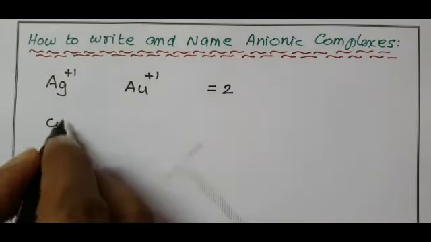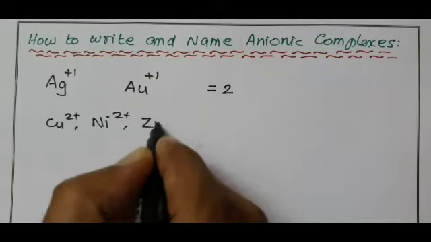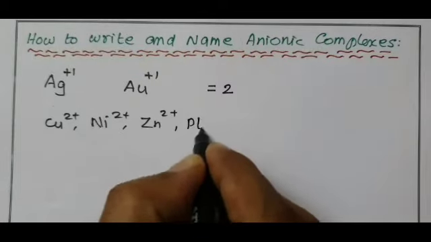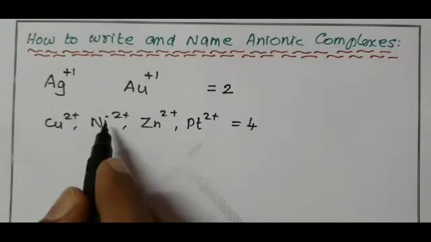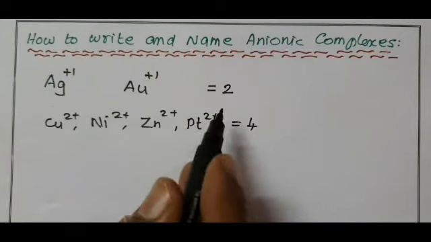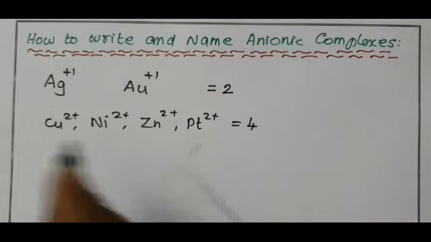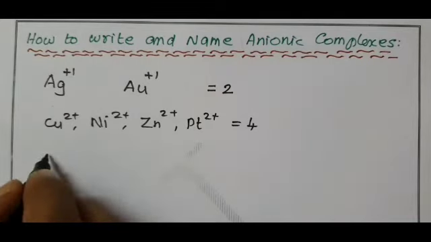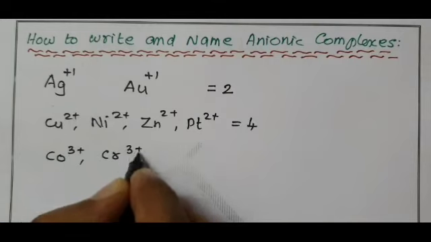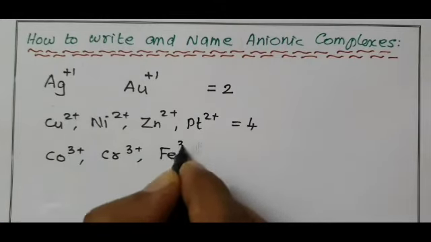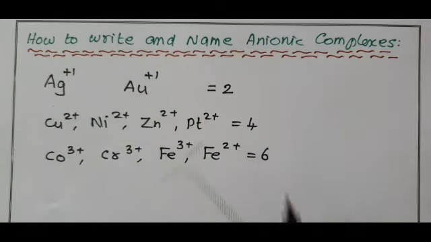Copper 2 plus ion, nickel 2 plus ion, Zn 2 plus ion, platinum 2 plus ion: coordination number equal to 4. Nickel 4 plus, platinum 4 plus, palladium 4 plus we have, but if they are 4 plus, the coordination number is 6. Remember this. Under 3 plus ions we have cobalt 3 plus, chromium 3 plus, iron 3 plus, ferric ion and ferrous ion Fe2 plus, coordination number equal to 6.